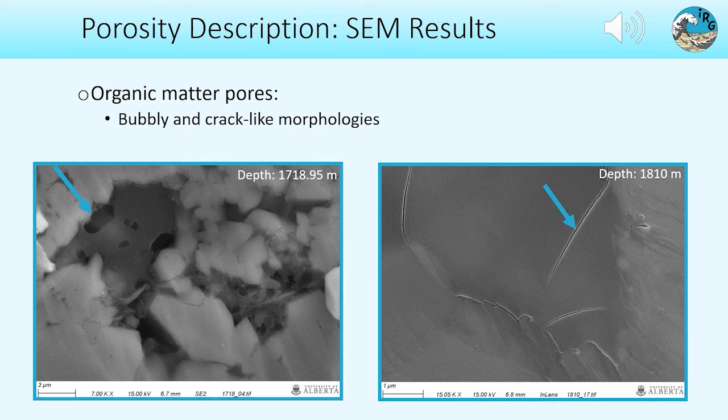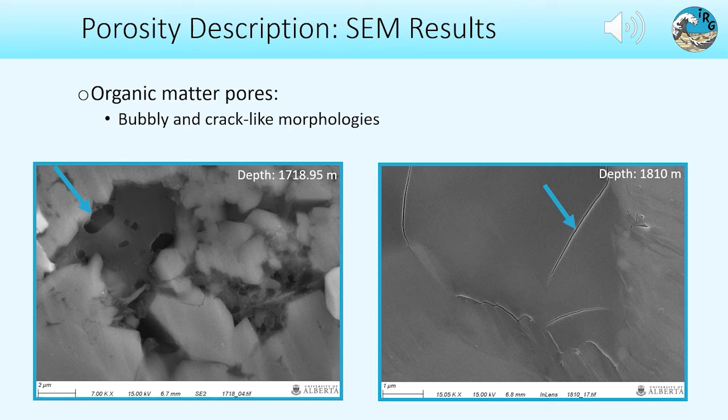Some of them have a bubble-like morphology, as you can see here on the left, while others have more of a crack-like shape that you can see in the image on the right. In the Kimmeridge Clay Formation, Fishman et al. 2012 interpreted that organic matter pores that are very sharp and are commonly present along mineral organic matter boundaries and that have edges that parallel one another, that these were likely induced from desiccation associated with core retrieval.